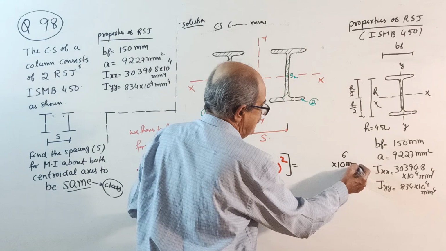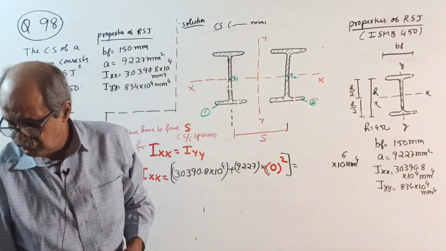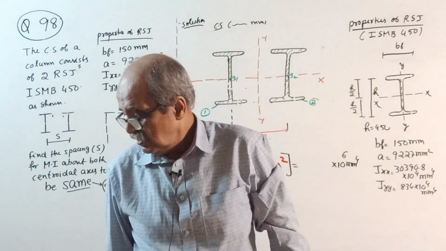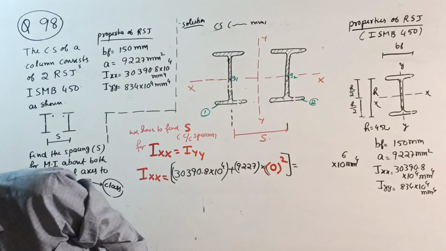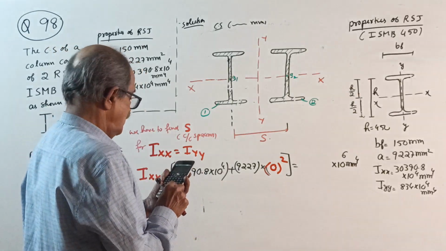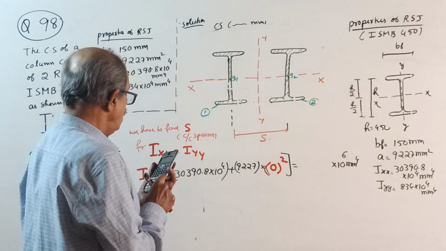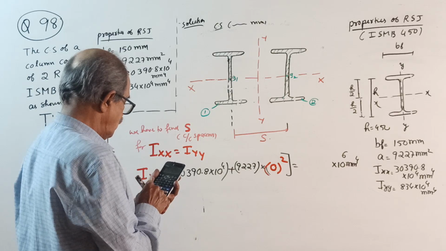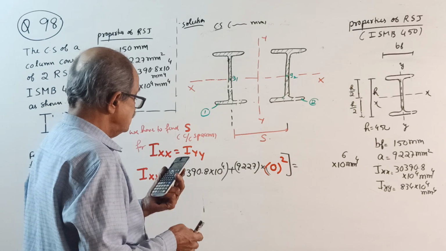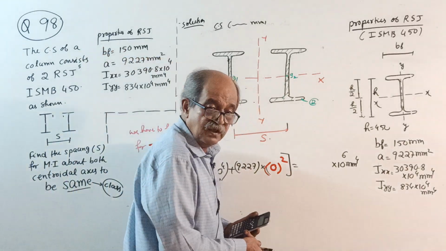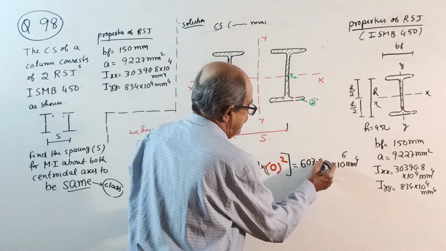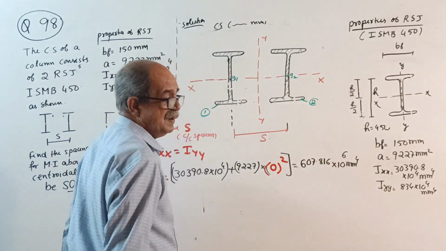I will write the answer. One minute, this I have to calculate. Where is my calculator? It's here. Okay. This is how much? 30390.8 into 10 to the power 4, that's all, into 2. 10 to the power 6 I will write. 607.816. It is 607.816 into 10 to the power 6 millimeter power 4.